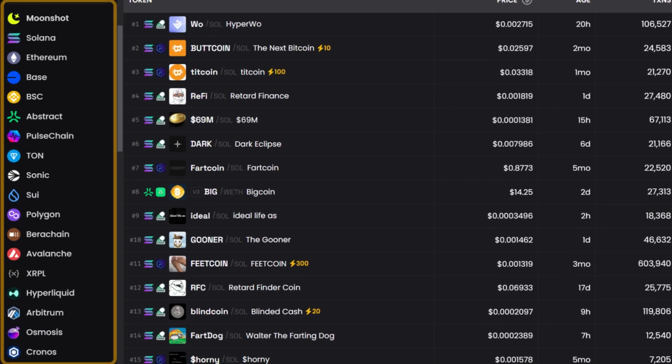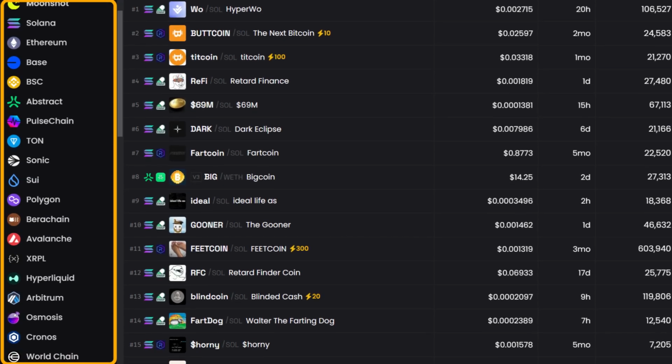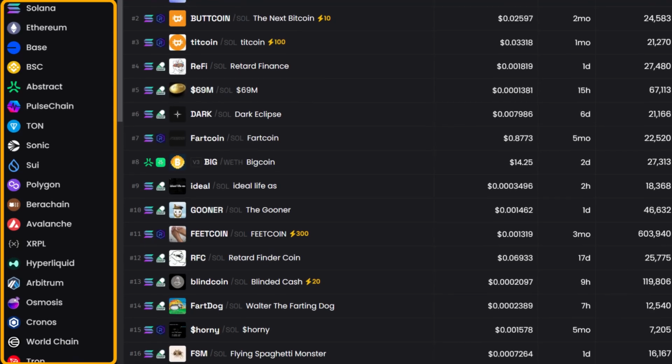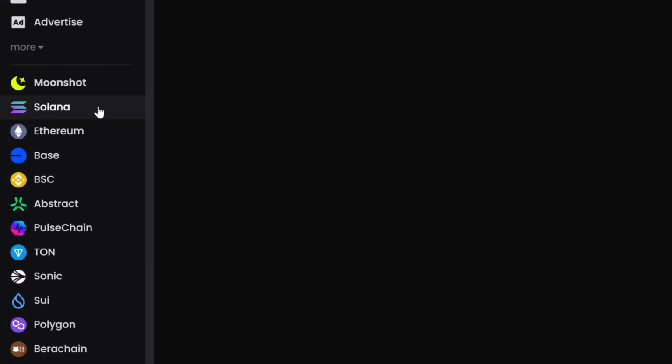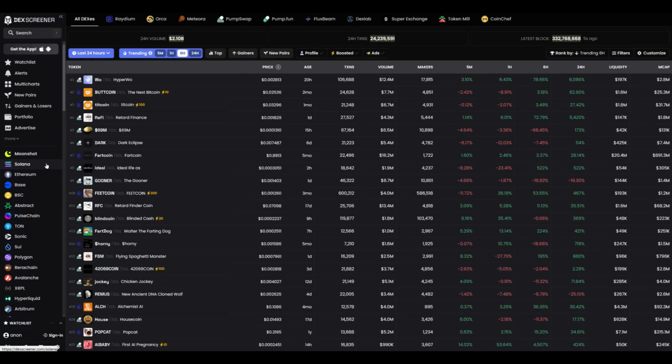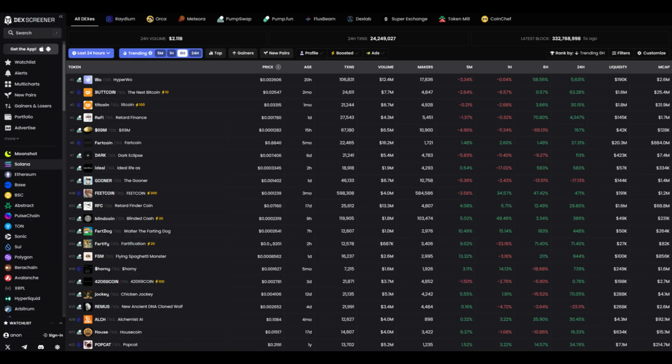A little to the left, you'll notice tabs with the names of blockchains: Ethereum, Solana, Binance Smart Chain, and a few others. It's like a toggle. I select Solana, click it, and the list of tokens refreshes, showing only projects from that network. You can also choose the network you're interested in and continue exploring. Now let's scroll down a bit.